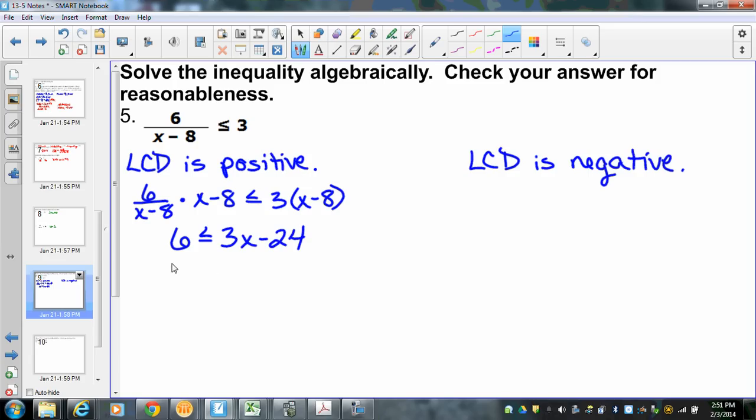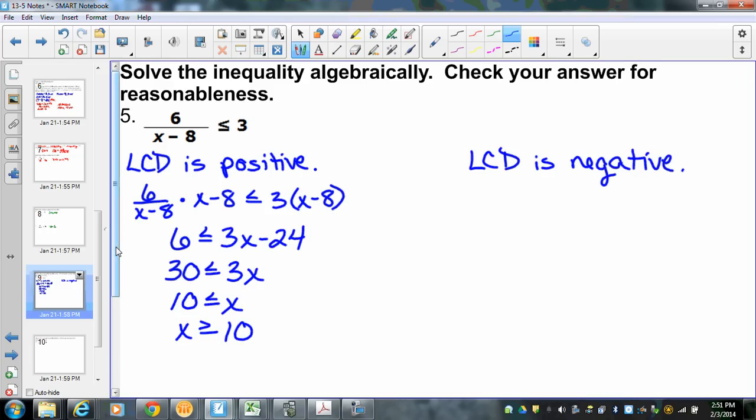So you would add the 24 over and you would get 30, divide by 3, and we would get that x needs to be greater than or equal to 10. And I'm going to flip it around so that it's how we're used to reading it. So that's a situation where x needs to be greater than or equal to 10.